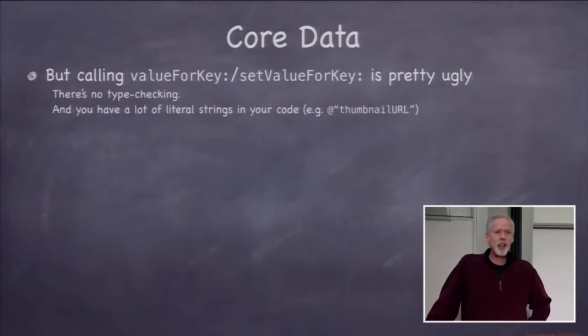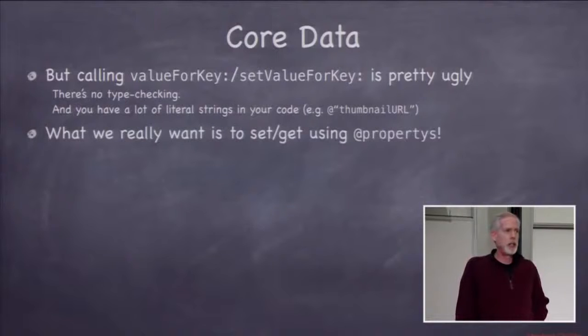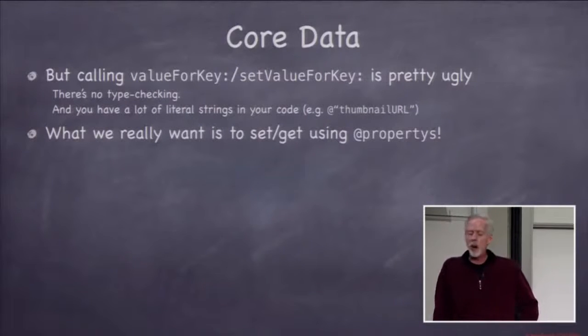And also you end up with a lot of literal strings like @ quote thumbnail URL. And if you ever changed the name of that in your visual map, all your code would just stop working silently and you wouldn't know. So really what we want here is properties. We want to be able to set the title and subtitle and thumbnail URL and all that stuff in my photo using properties and dot notation.